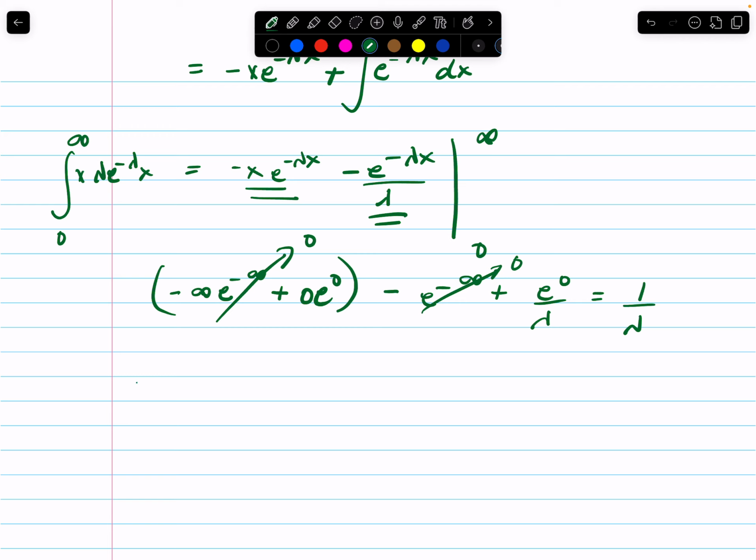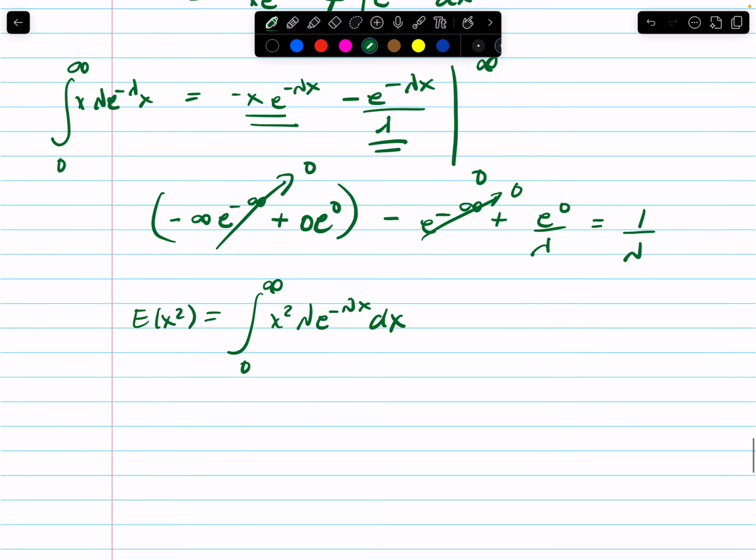Now, one can do integration by parts on E of X squared. So you would have the integral of x squared lambda e to the negative lambda x dx, 0 to infinity. And that involves integration by parts twice. And you can easily then show that the variance of X, which is E of X squared minus what we found above, E of X, squared, you end up with 1 over lambda squared.